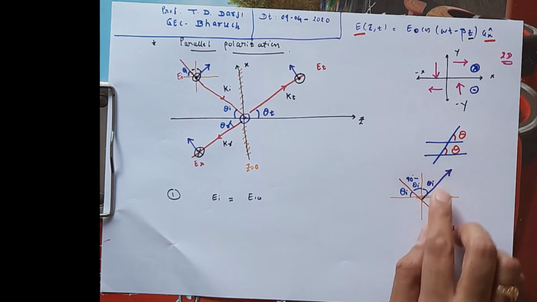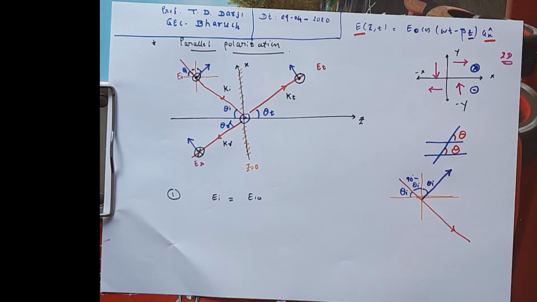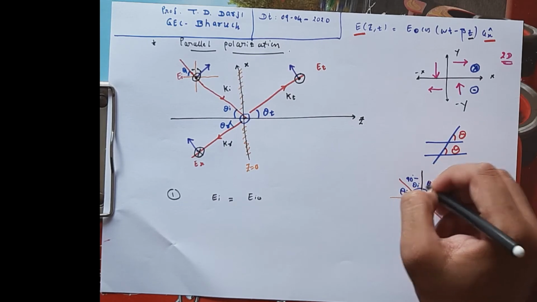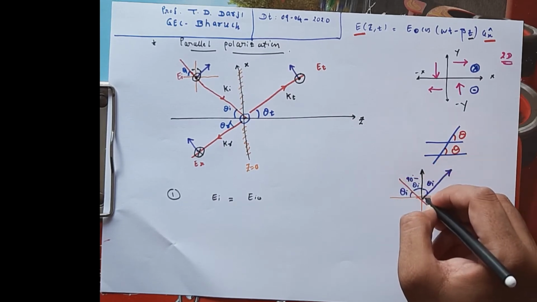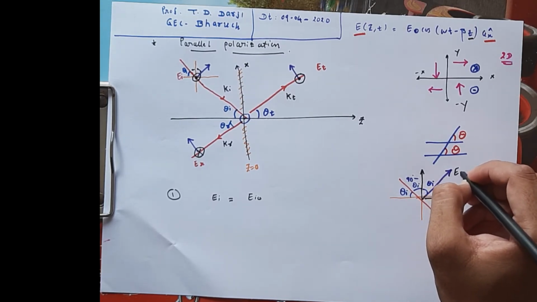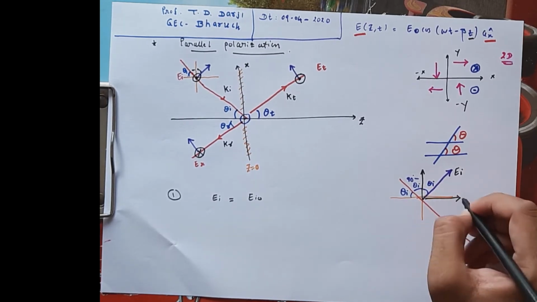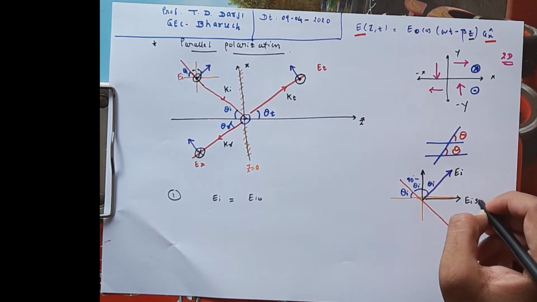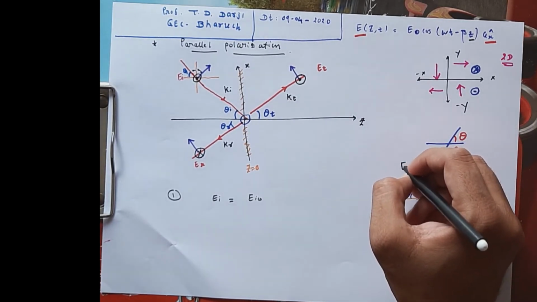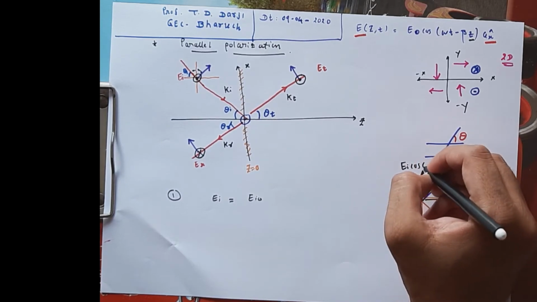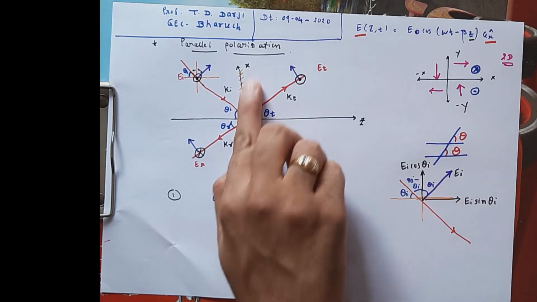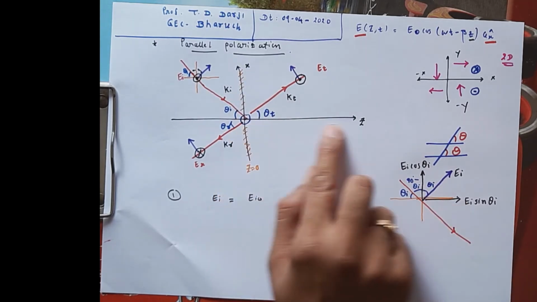Now this vector combines the two parts, first and second. What is the value of this vector? It is nothing but my Ei. So this component is Ei sin theta I and this component is Ei cos theta I. In which direction? This one is in the x direction and this one is in the z direction.